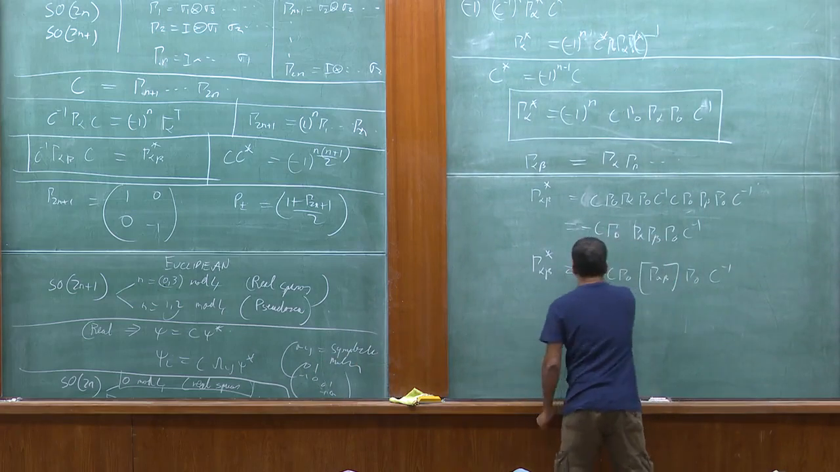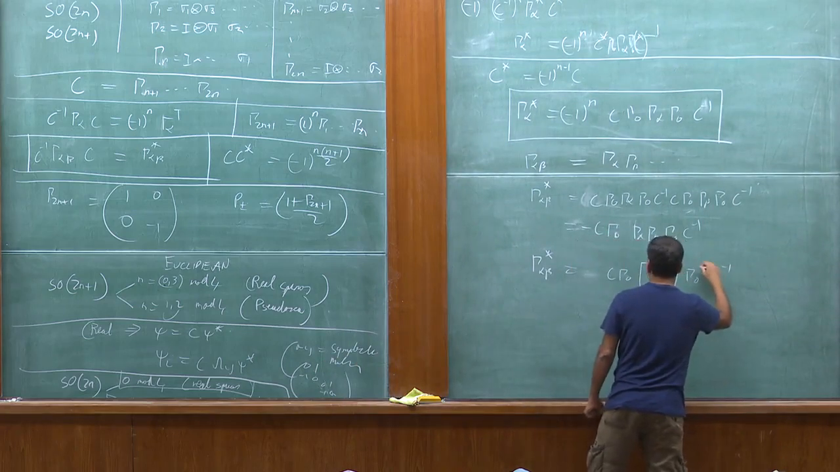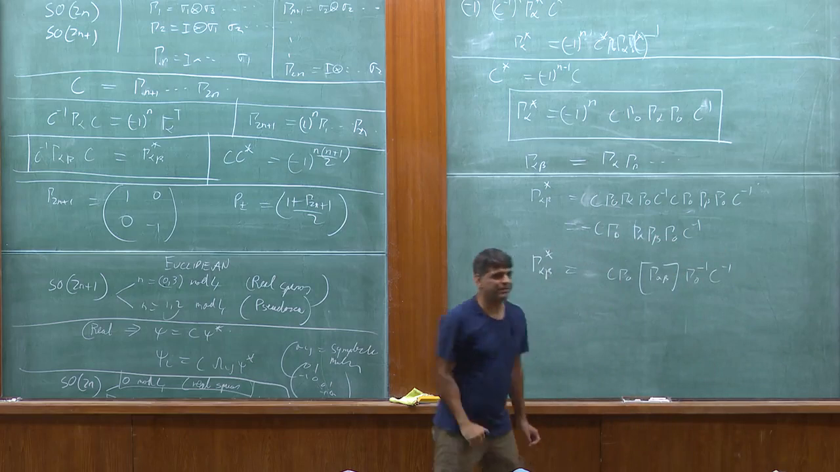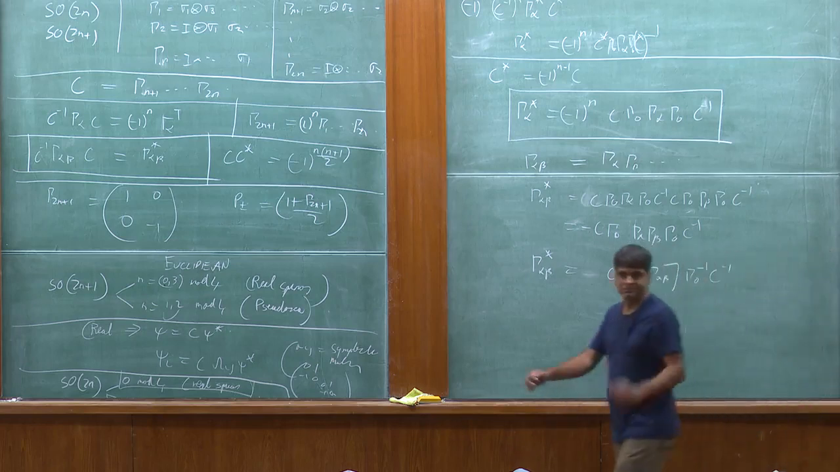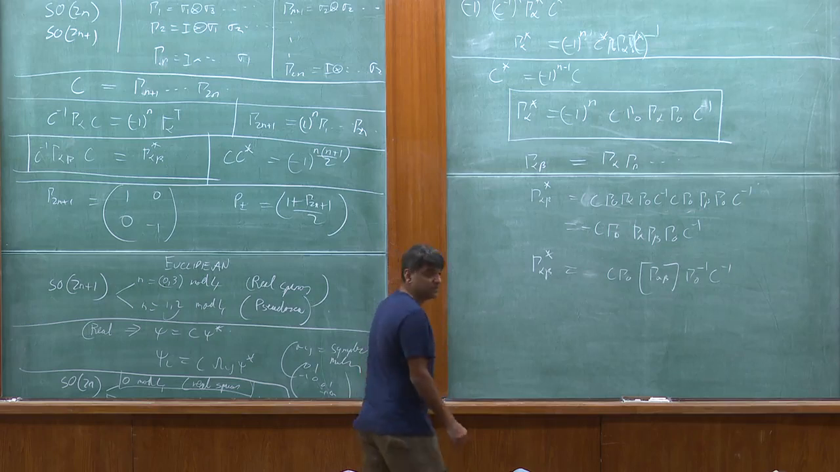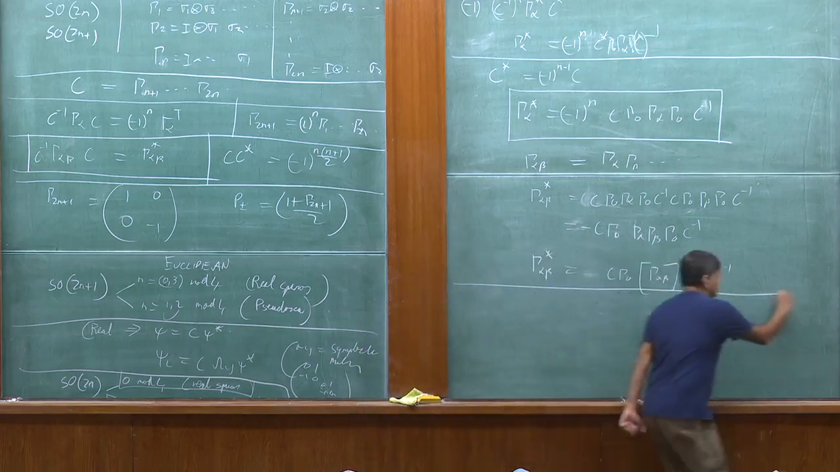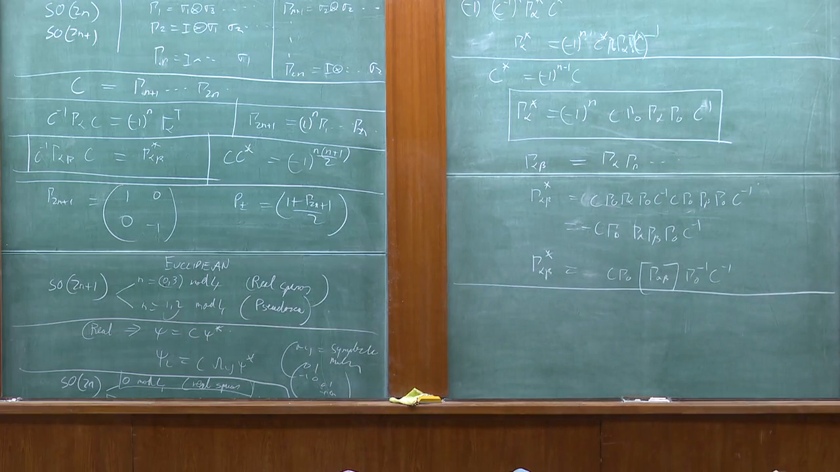Okay, and if you want, you can write this without the minus sign and putting an inverse here, right? Because gamma 0 inverse is minus itself. To make it clear, it's a similarity transform. Okay, what is the point of this equation? The point of this equation is that we can now try to impose a new reality condition on spinors.